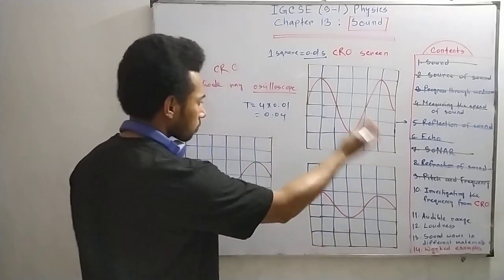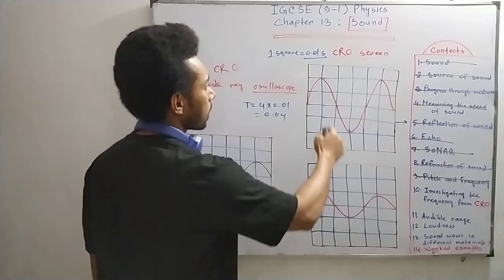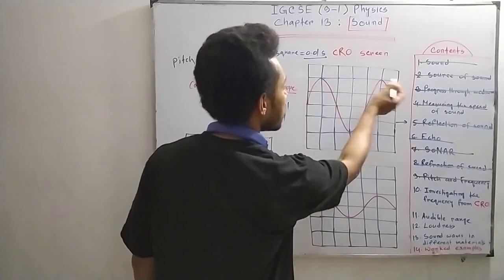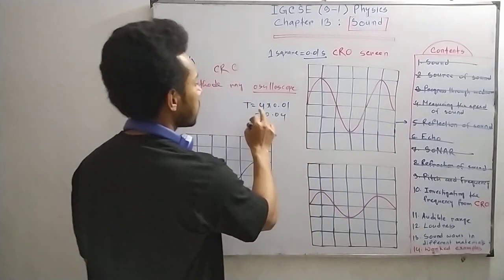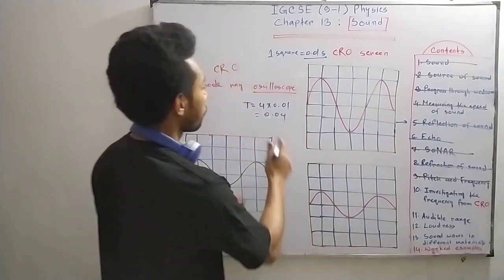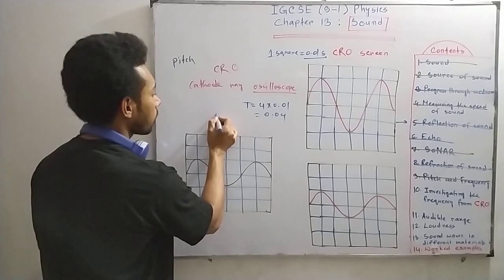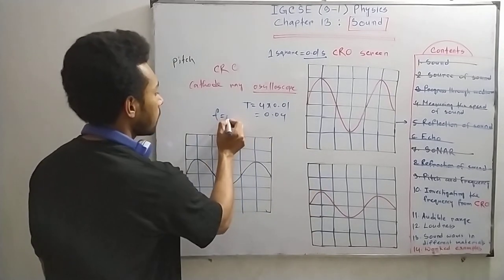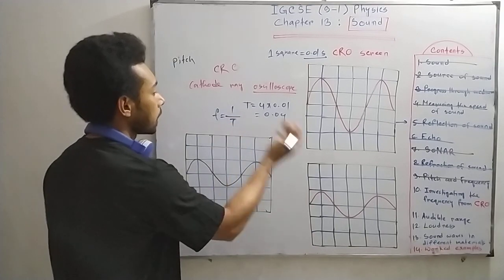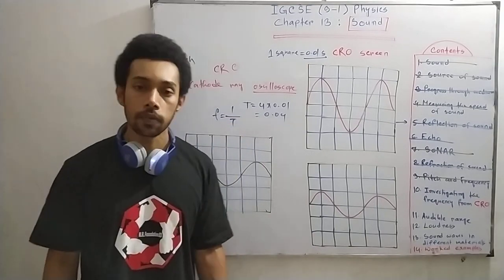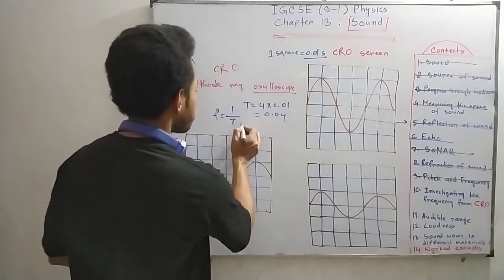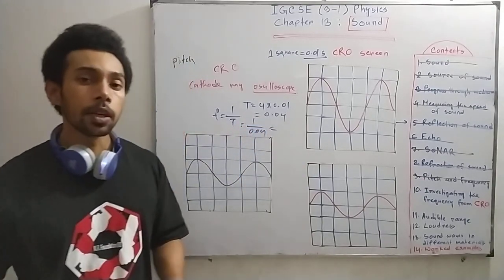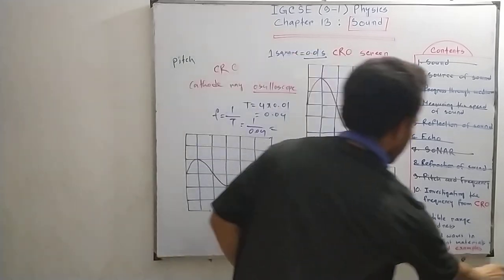You can also work it out by taking from crest to crest, 1, 2, 3, 4, the same. So the time period is 4 times 0.01 second, 0.04 second, and using the formula you have learned from the wave chapter, f is equal to 1 over T, you can find out the frequency of the sound wave. So 1 divided by 0.04, the answer will be the frequency of the sound wave.